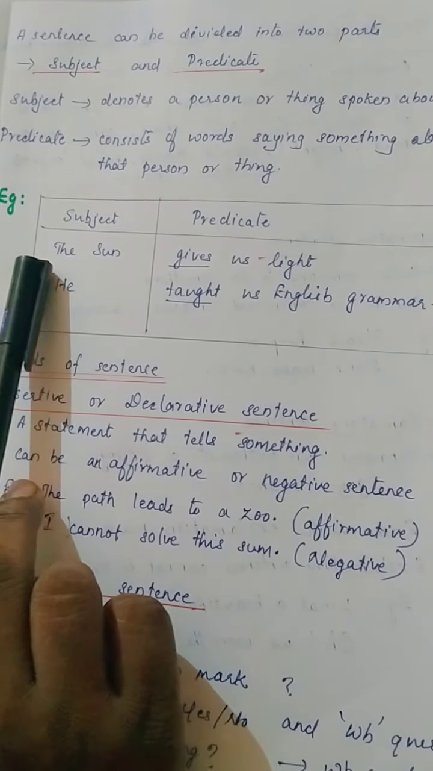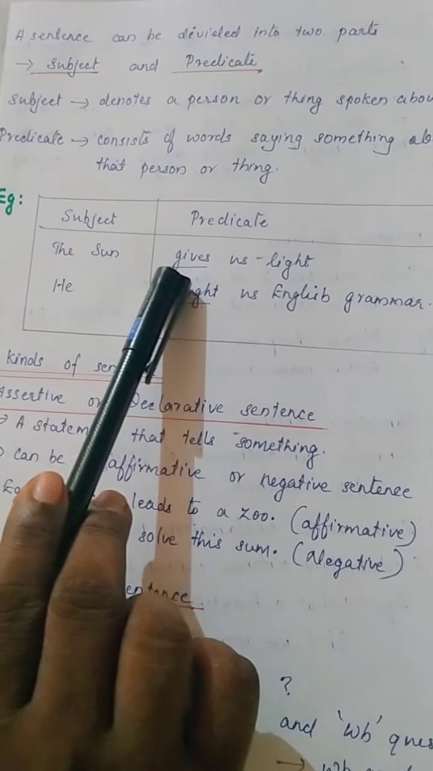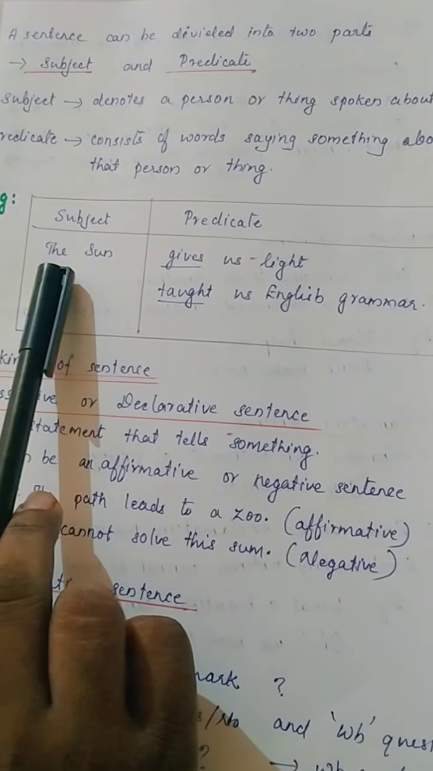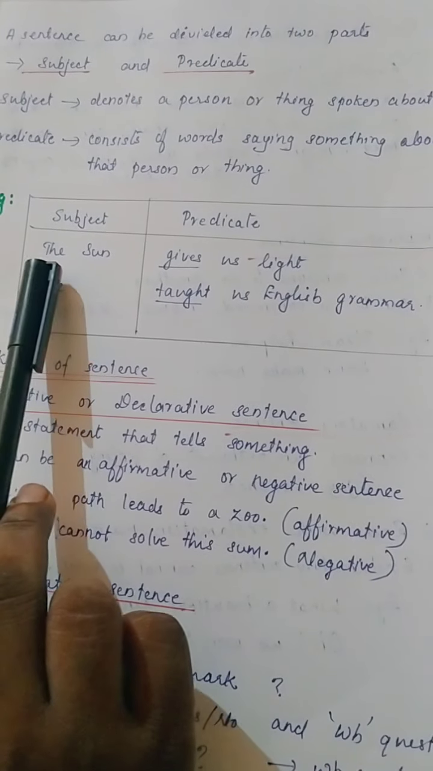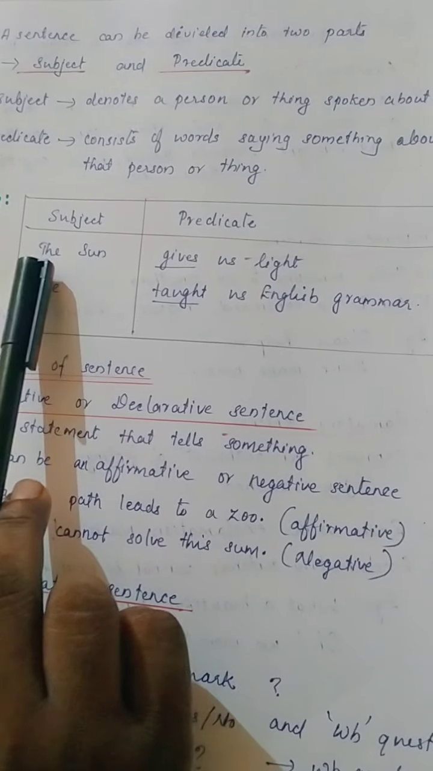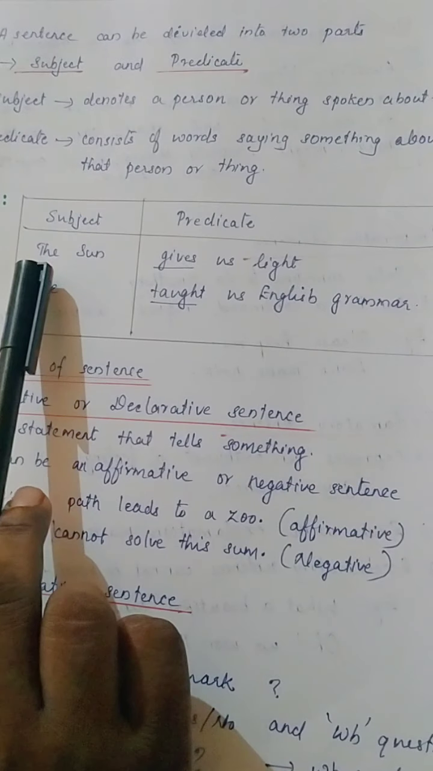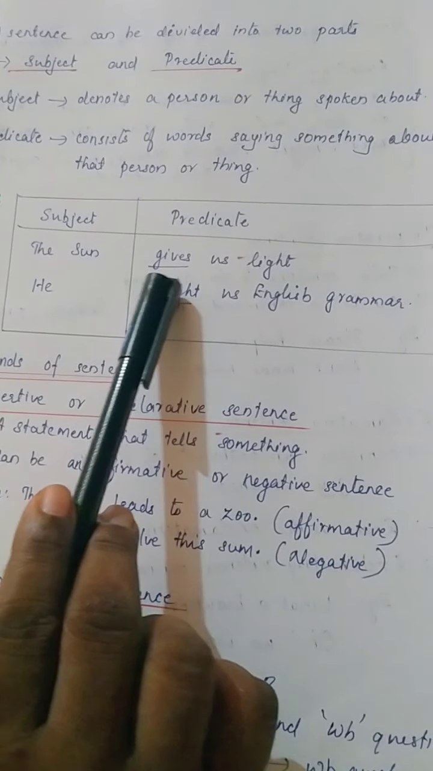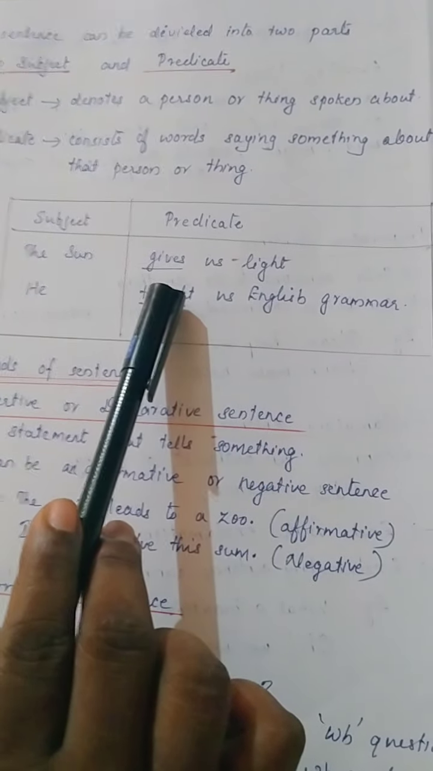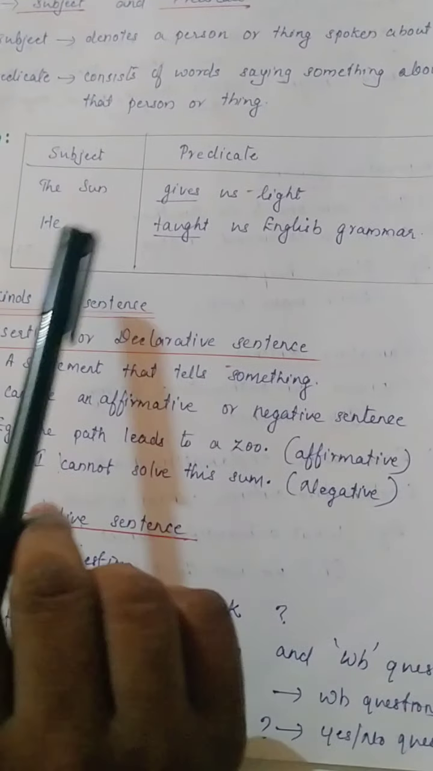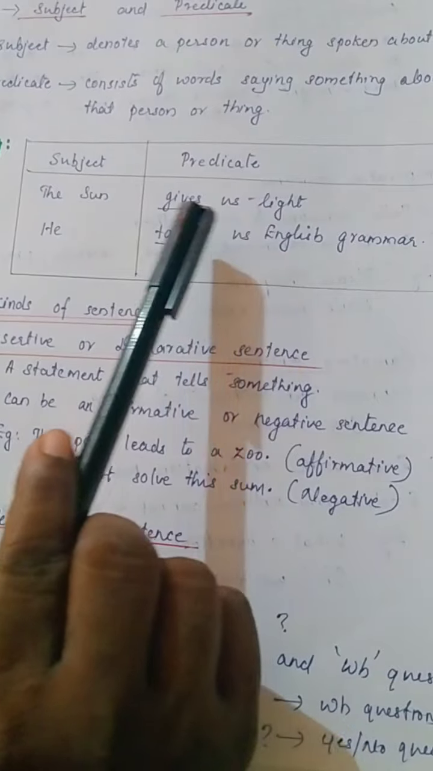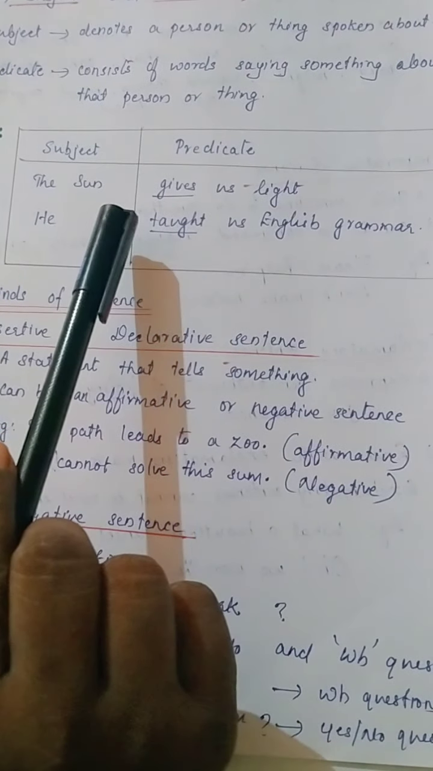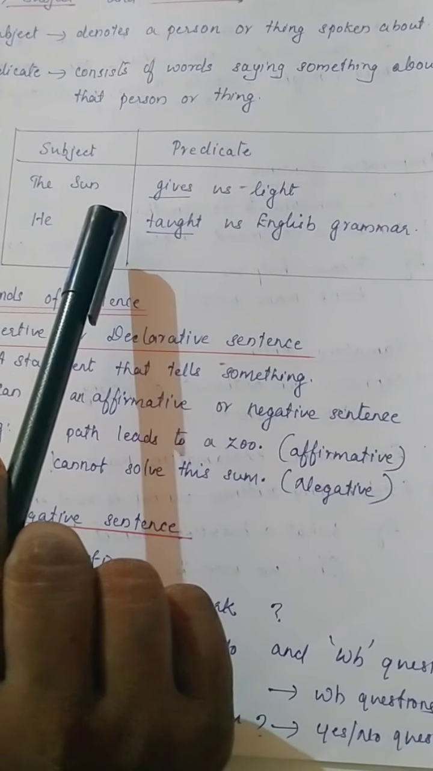Here you have to see one example. The sun gives us light. In this sentence, the subject is the sun. It is a thing or a person. The sun is the subject and gives us light is the predicate. Gives us light, it is telling about the sun. Who gives us light? The sun gives us light.